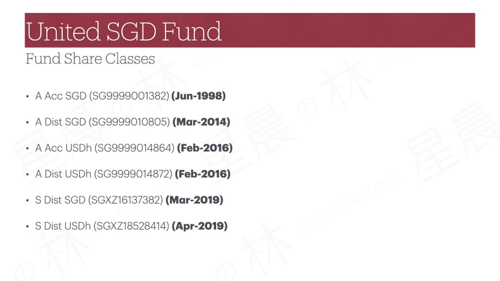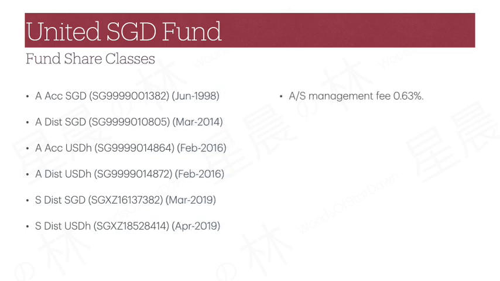The A and S share class charges a management fee of 0.63%. TER is not stated, but other expenses should not exceed 0.5%. Of the management fee, UOBAM can pay up to 63.49% to distributors as trailer fees. Given the fund is a Singapore domiciled unit trust, and the strategy is low risk and suitable for retail investors, the A accumulation Sing dollar share class is eligible for CPF OA and SA investment. For more information on CPF investing, please refer to the CPF website directly.